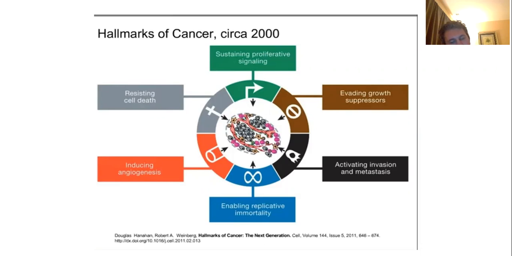Those are the ways that the cancer can really flourish and grow and take over the body.